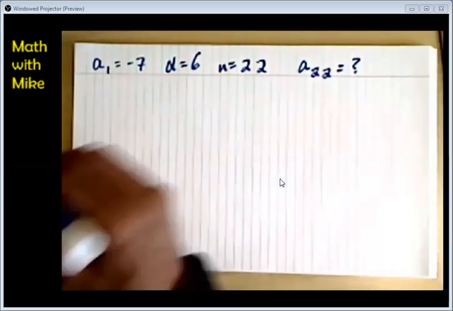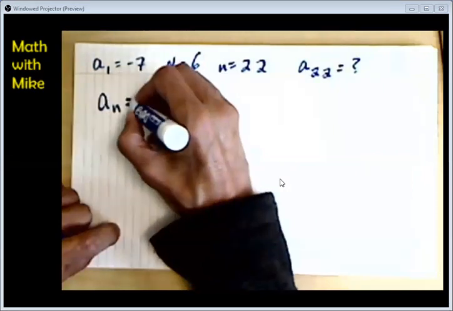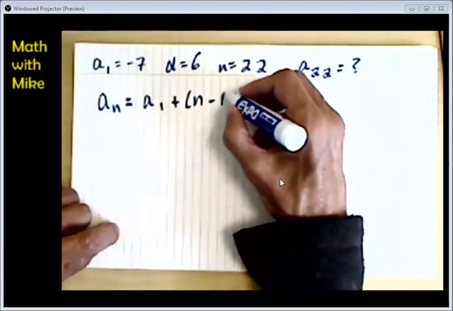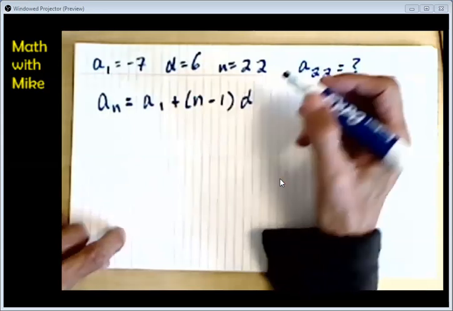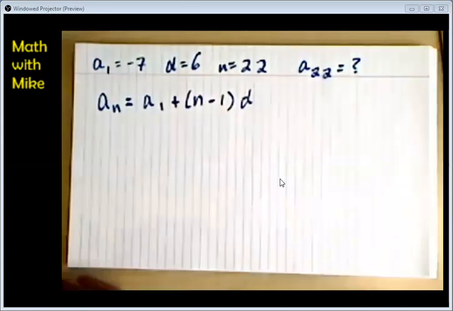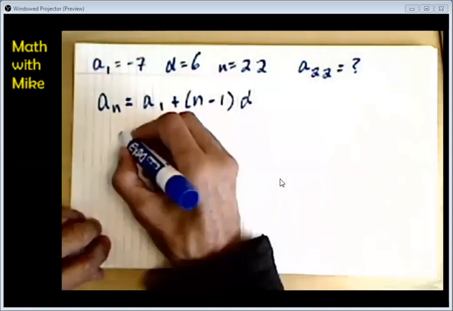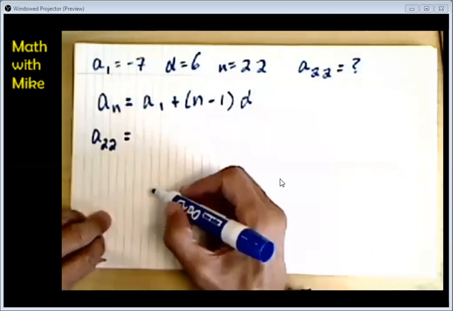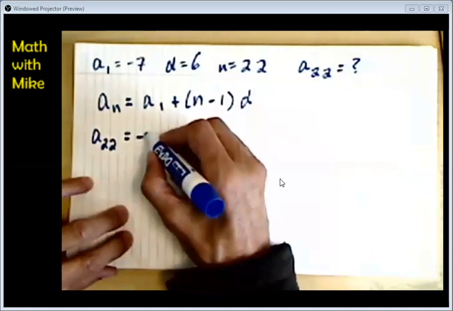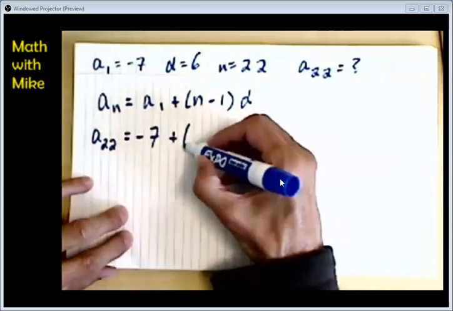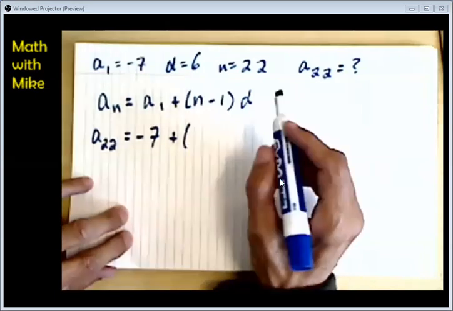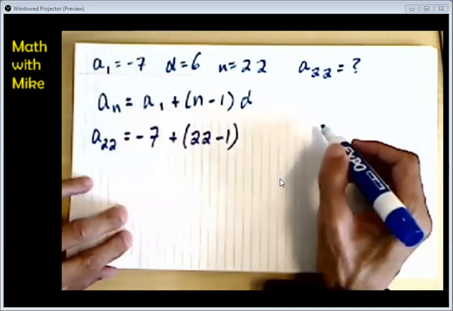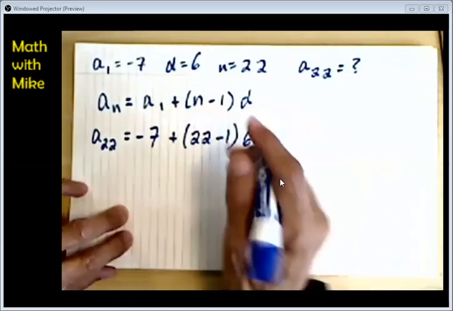All right. So as we've been using, An is equal to A1 plus n minus 1 times D. Okay, what goes in for what now? Yeah, we can say A22 there. That's good. Yep, -7 plus. Yeah, good. 22 minus 1. Yep. Perfect.